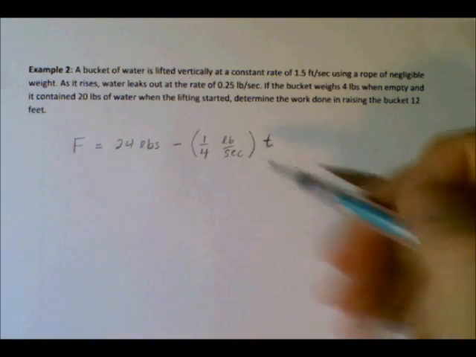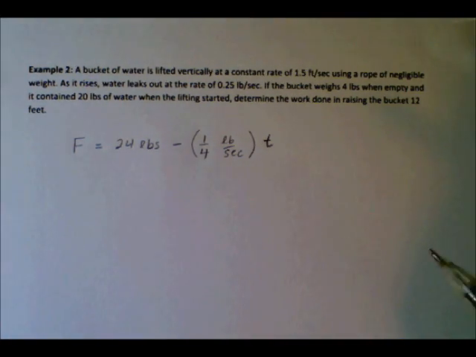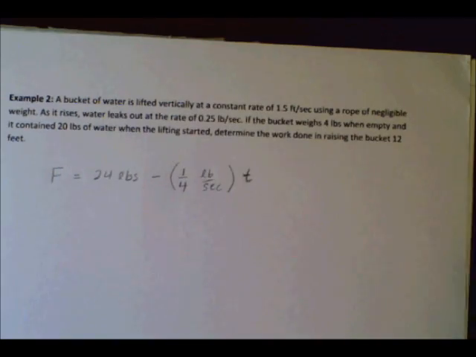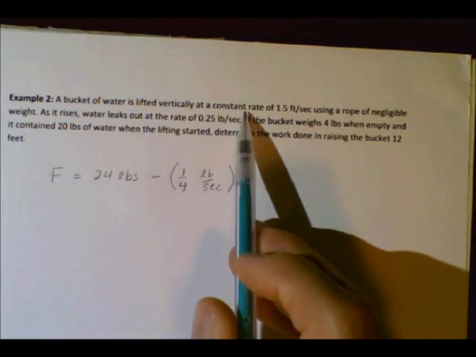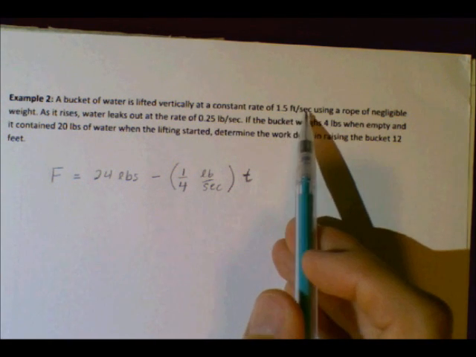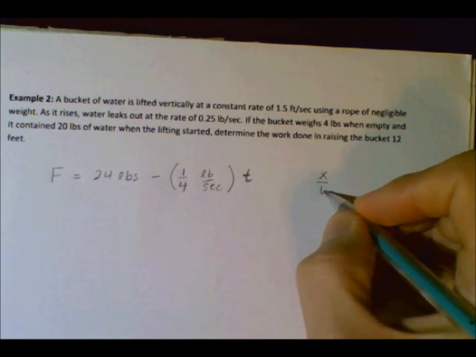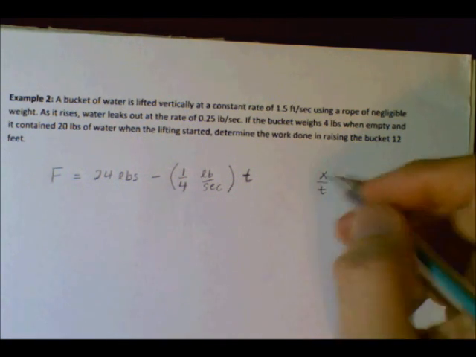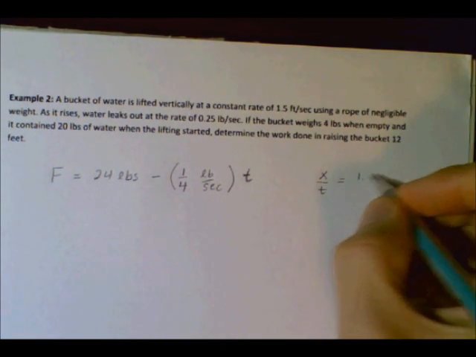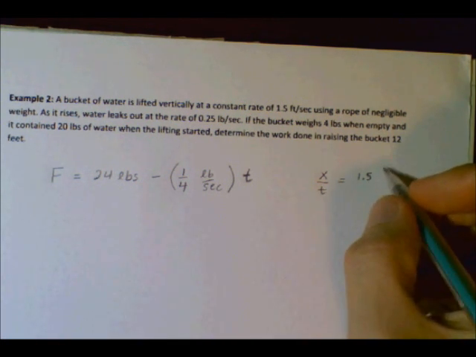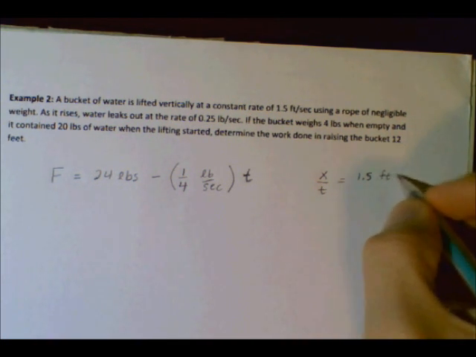So what we have here clearly is a variable force, and I've expressed the force as a function of time, which isn't really what I want. I'd rather have it as a function of distance. And good news, remember the bucket of water is lifted vertically at a rate of 1.5 feet per second. x is distance, t is time, distance divided by time gives me my rate. It's 1.5, like I said, feet per second.